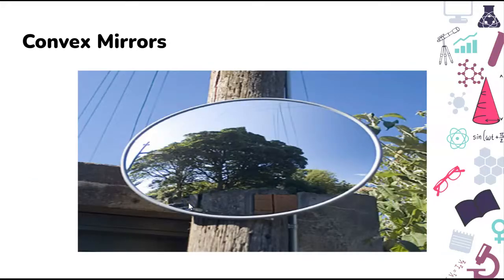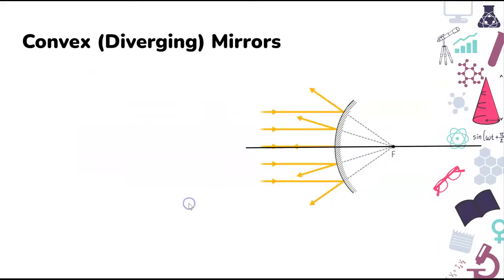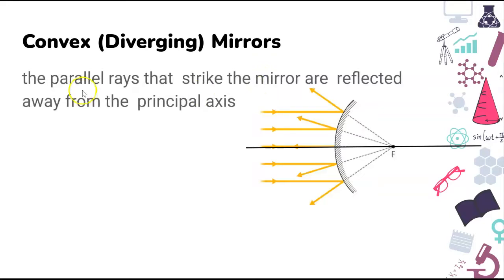Right? So next thing to talk about is convex mirrors. We've already looked at the basics of them. If a light ray comes in, it will cause the light rays to bounce off and spread out into other directions. So the parallel rays that strike the mirror are reflected away from the principal axis, which is the opposite of what happens in our concave mirrors.